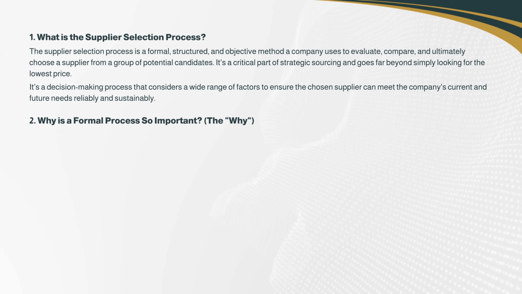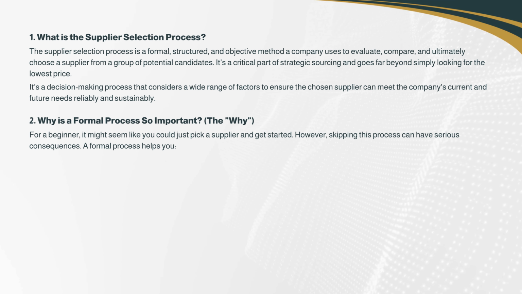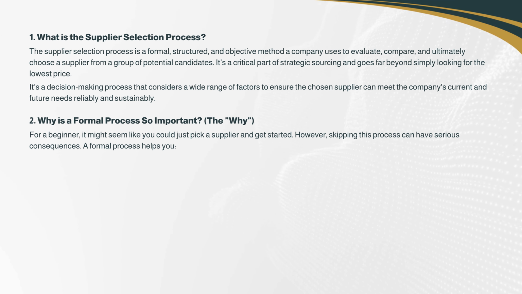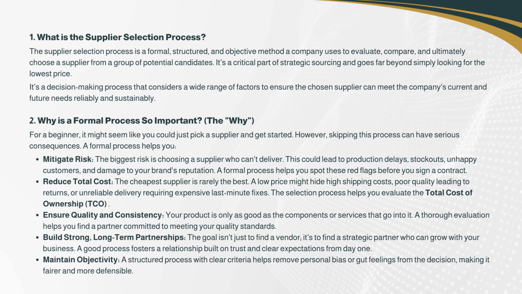2. Why is a formal process so important? For a beginner, it might seem like you could just pick a supplier and get started. However, skipping this process can have serious consequences. A formal process helps you mitigate risk. The biggest risk is choosing a supplier who can't deliver. This could lead to production delays, stockouts, unhappy customers, and damage to your brand's reputation. A formal process helps you spot these red flags before you sign a contract.